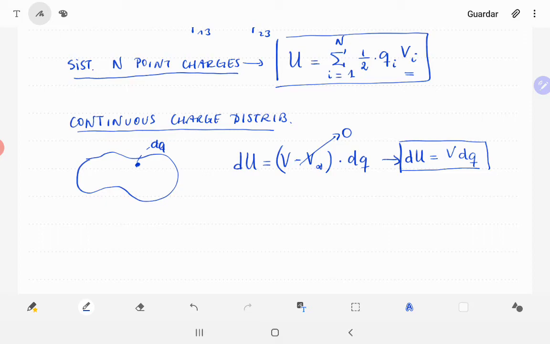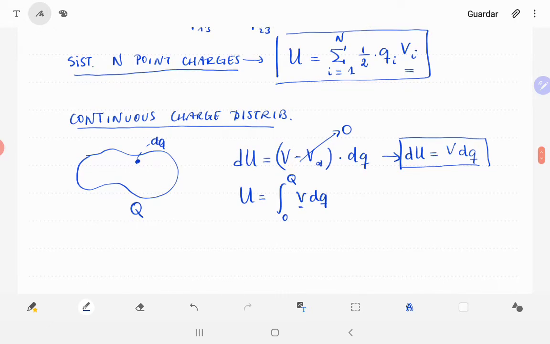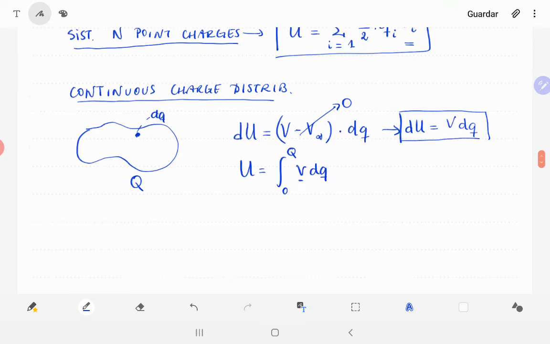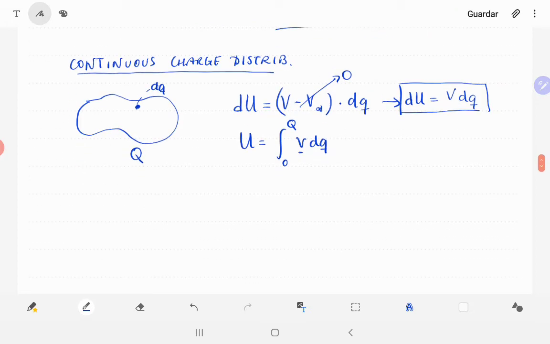So if I want to know the total electrostatic potential energy, what I have to do is to integrate. U is going to be the integral from 0 to big Q, where big Q is the total amount of charge, of V dq, where V is going to be changing as I'm adding more charge. Okay, and it's just the same idea. It's the work I'm doing against the field to set the final distribution. So this same idea can be used for a conductor.